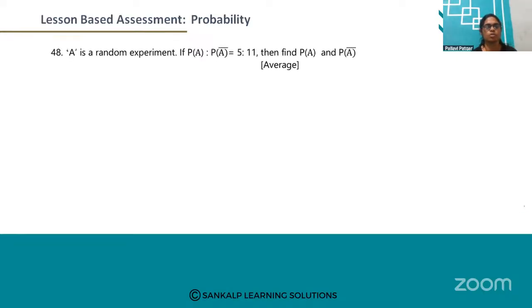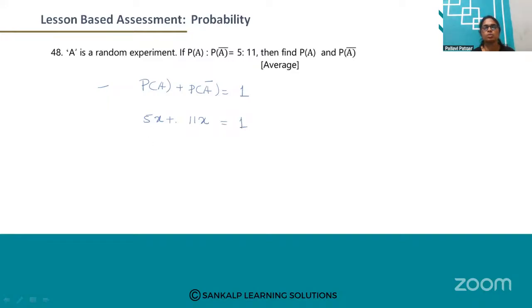Look at the question number 48. A is a random experiment. If P of A ratio P of A complement is equal to 5:11, then find P of A and P of A complement. So here we know the sum of P of A and P of A complement is equal to 1. So P of A plus P of A complement is equal to 1. Here they give the ratio 5:11, so this is 5x plus 11x, x a positive integer, is equal to 1.